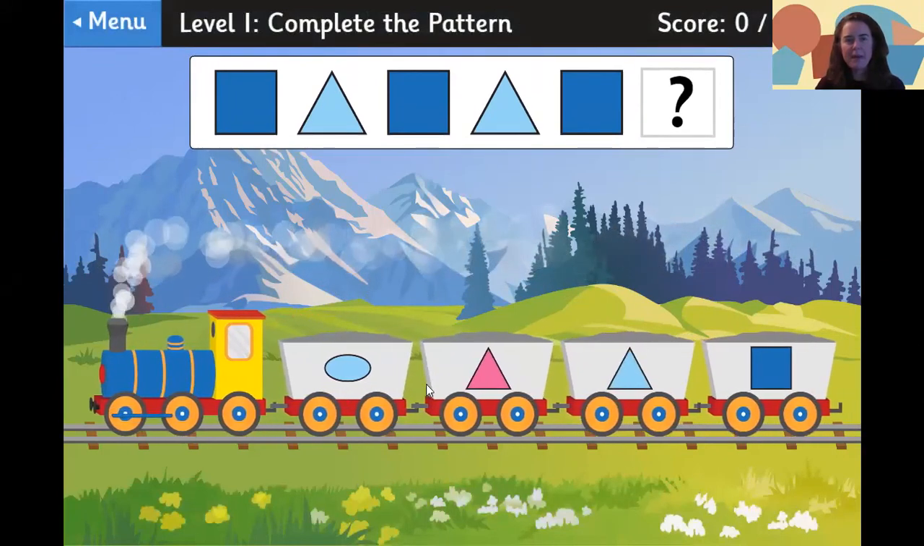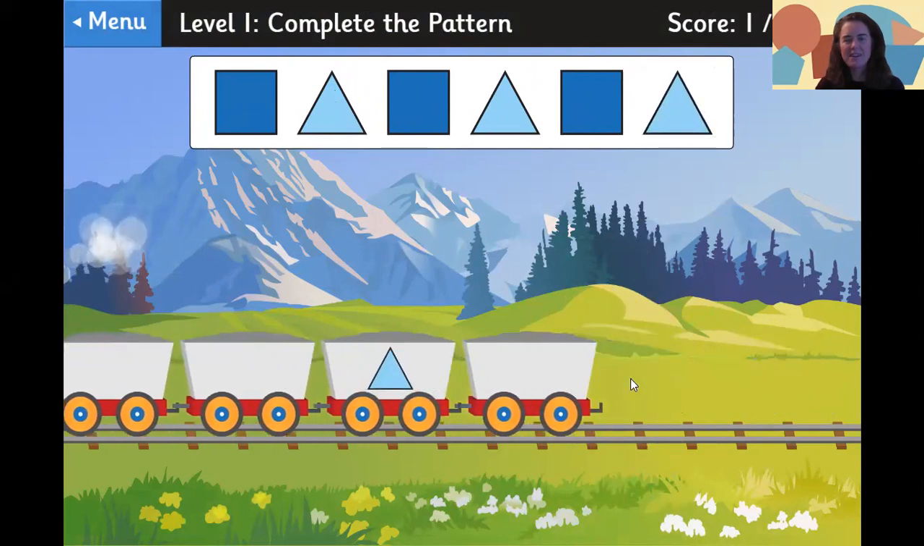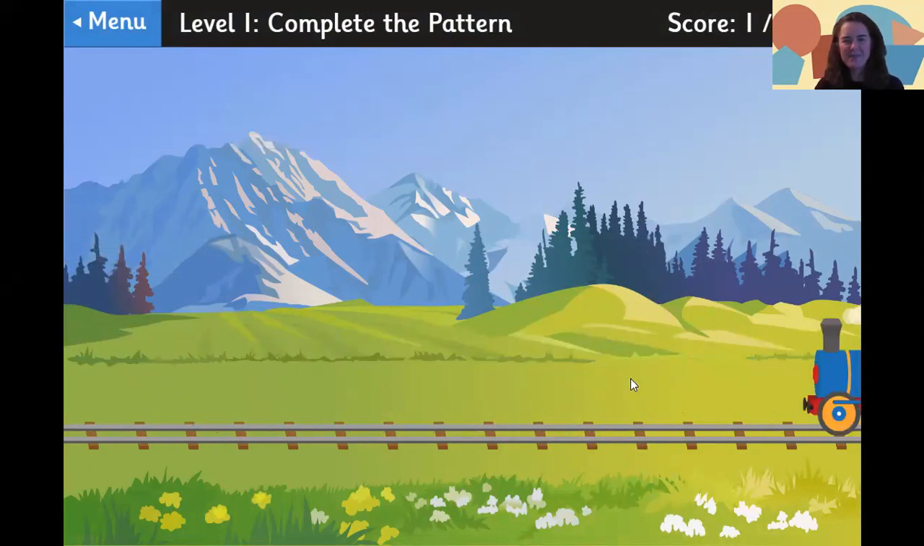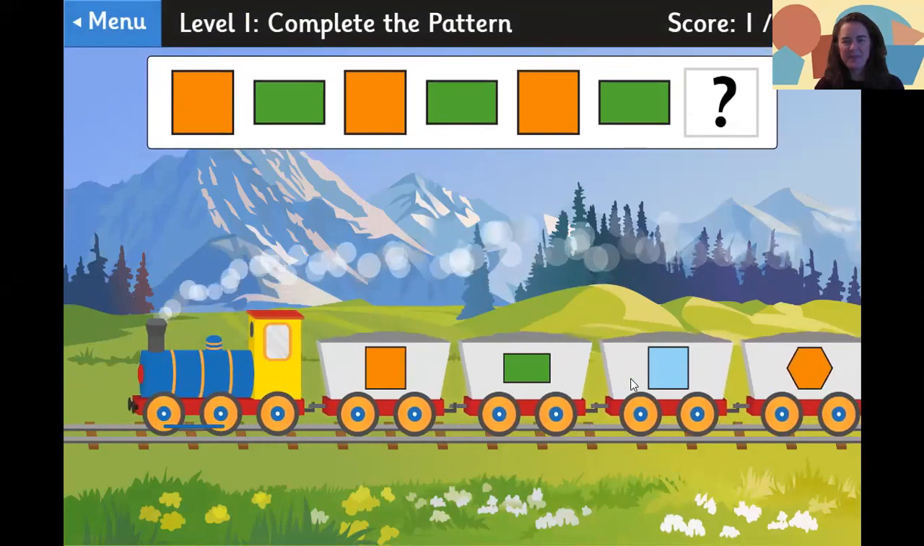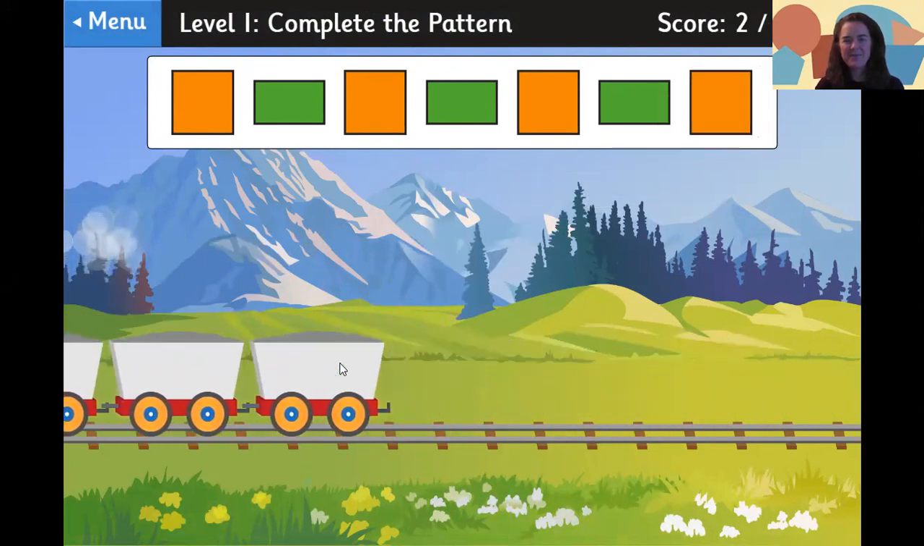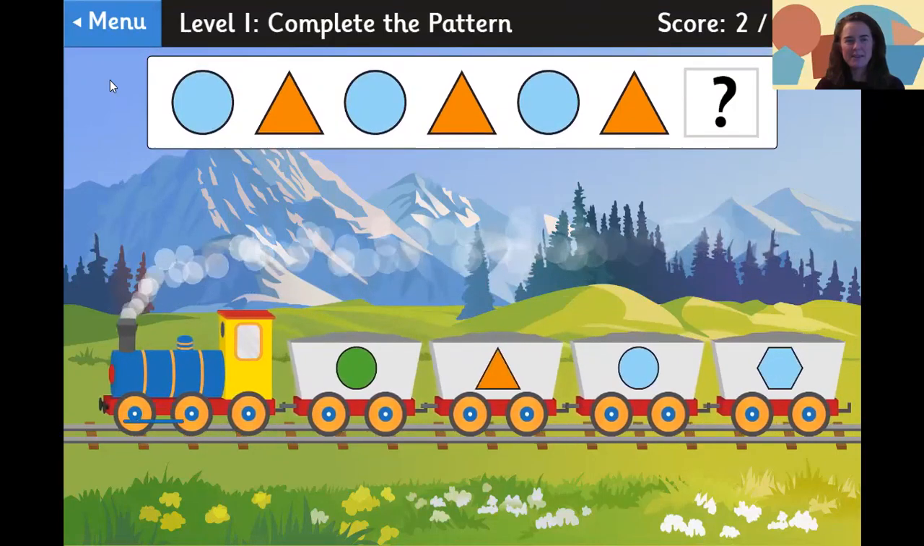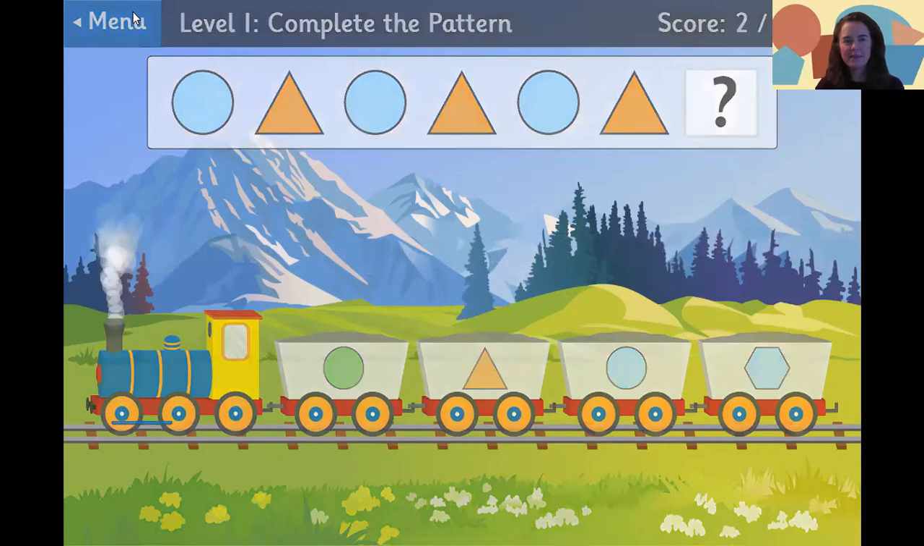It will give you a pattern that you have to repeat. So look at the pattern. What would come next? Call out to the screen. Click on the shape you think. You're right, it is the triangle. What will come next? Well done. It's a square. Fantastic. So you can see it just goes through lots of repeating patterns on level 1, simple repeating pattern.